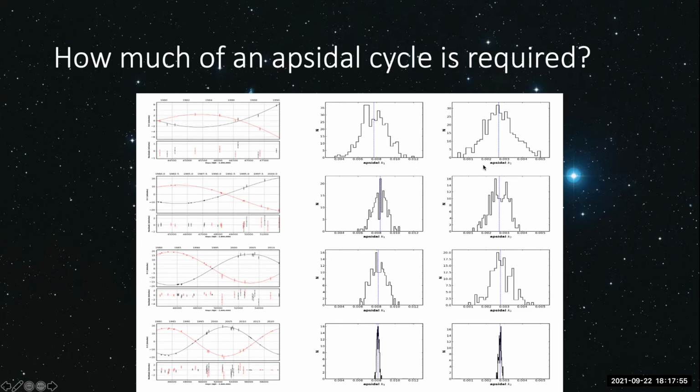We've got K1 and K2 here. So as we get more data, as we move towards half, 3/4, and a full cycle, it's very prominent here. We can see that those distributions are narrowing. That means our values are much more precise. There's a lot less wiggle room in our results. So it definitely helps to have a full apsidal cycle when you are computing these values.